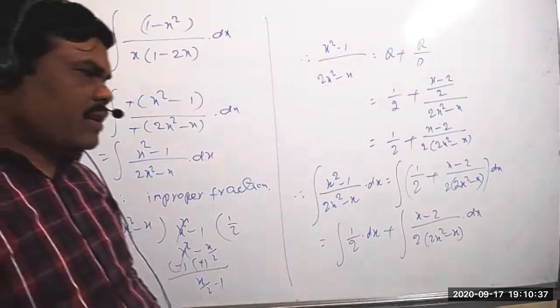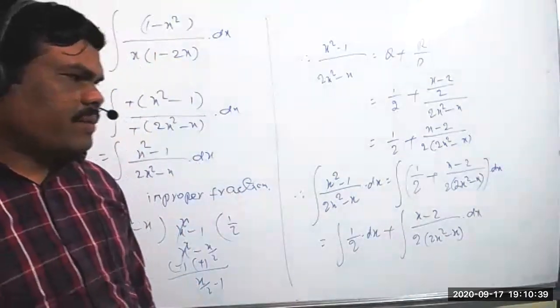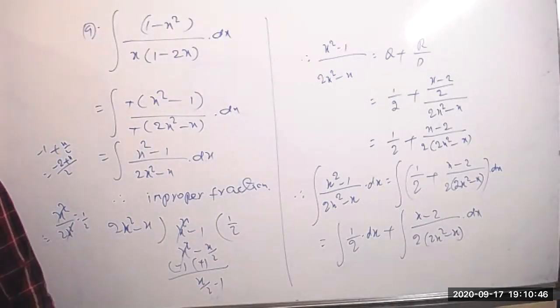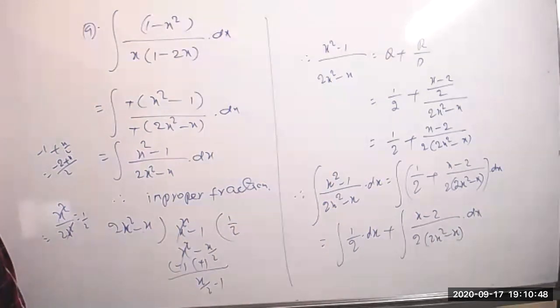That is, you can apply the partial fractions. You know how to apply partial fractions here now? The 2x square minus x. Then how to apply the partial fraction there? Please tell me. Anyone respond?